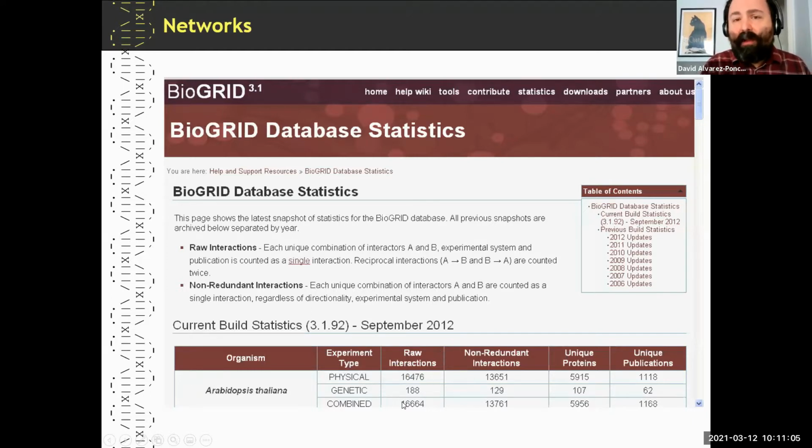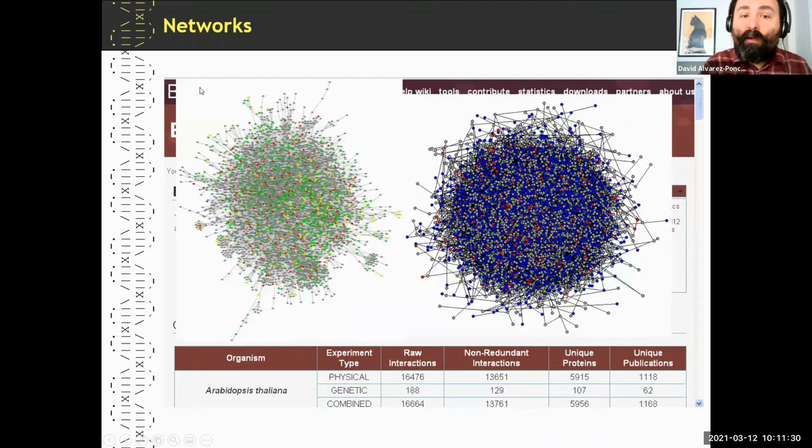And this changes every month. If you look at these numbers, they are going to be different. I should have updated this slide, but never mind. In 2012, for Arabidopsis thaliana, we had over 16,000 protein-protein interactions, physical interactions, and 188 interactions of another kind, and here you have a bit more information. And this is how the Arabidopsis protein-protein interaction network looked back at the time.